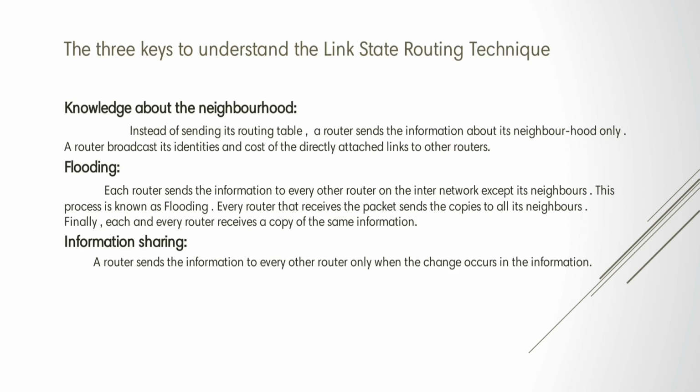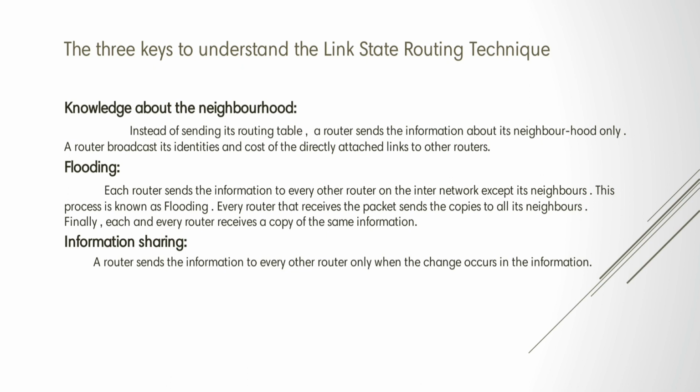There are three main keys to understand better the link state routing technique. First one is knowledge about the neighborhood. Second one is flooding. Third one is information sharing. Let's have a brief knowledge about these key points. Instead of sending its routing table, the router sends the information about the neighborhood only. The router broadcasts its identity and the cost of directly attached links to other routers.